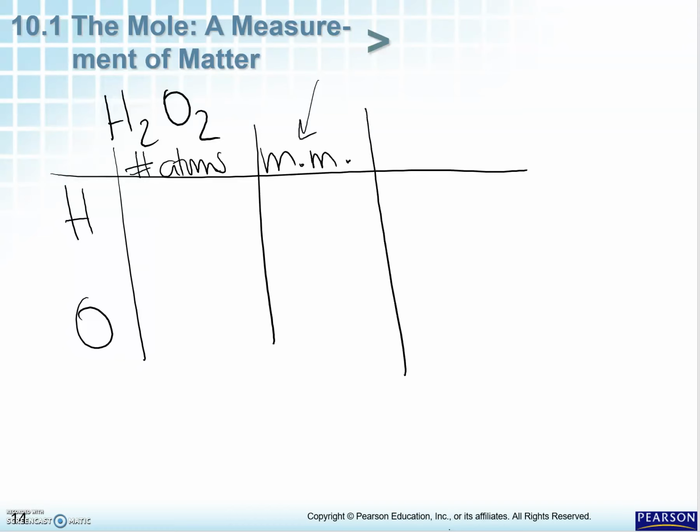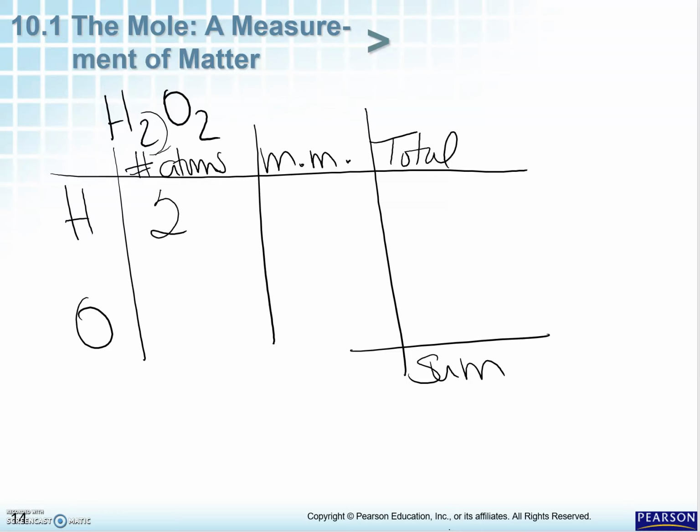Of course, this is my favorite part. It makes me think of M&Ms. And then we will have our totals here on the far left and the sum at the bottom. So if you were to look at your subscript, for hydrogen you have 2 atoms. For oxygen you also have 2 atoms.